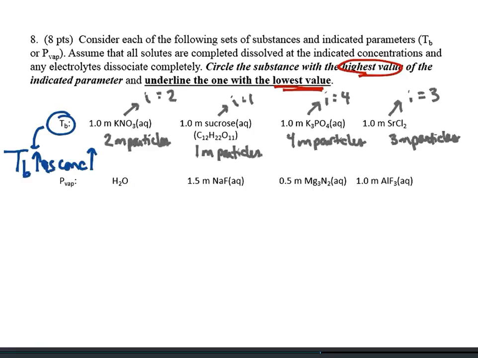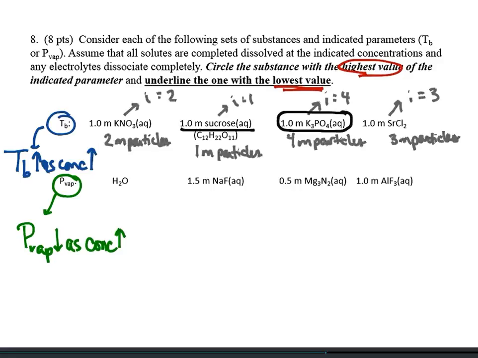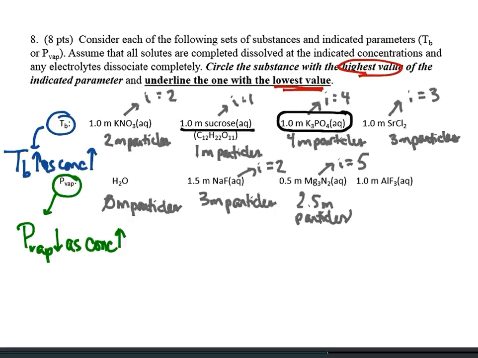So that means we're going to find the one with the highest concentration, which is potassium phosphate, which is 4 molal. And we're going to circle it because it has the highest boiling point. And we're going to underline sucrose because it is the lowest concentration and therefore has the lowest boiling point, closest to pure water. Now vapor pressure, remember that vapor pressure goes down as concentration goes up, and that's because the solute particles get in the way, right? The solvent can't evaporate as easily, so it doesn't have as high a vapor pressure because the solute particles are getting in the way. So now when we look at concentrations again, water is basically 0 molal particles.